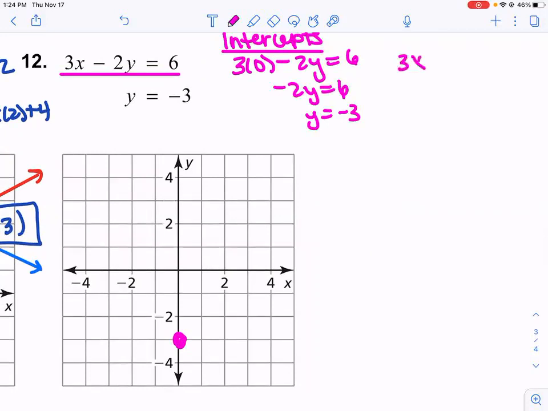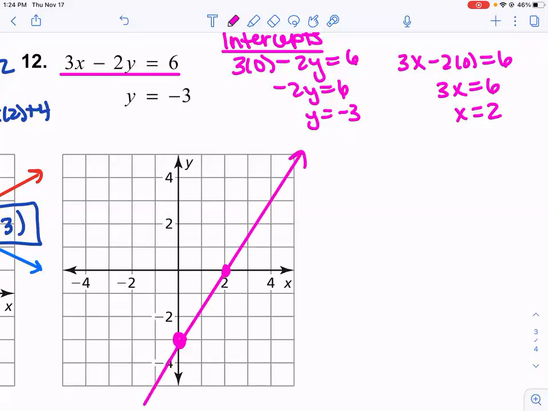Then we could plug 0 in for y. What do we get for x? That's our x-intercept, and then we connected the dots. We did this. So if it's in standard form, you have two options. You can find the intercepts, or I could have solved for y to get my y equals mx plus b form. Okay.